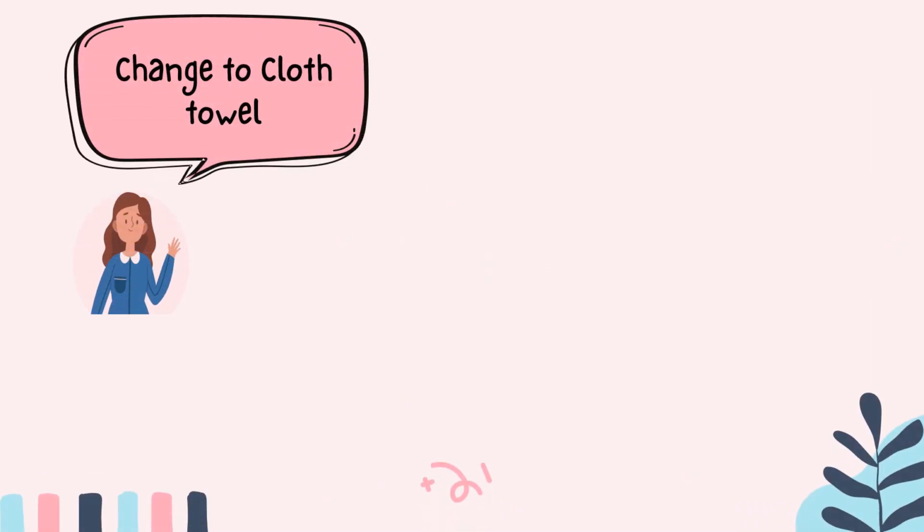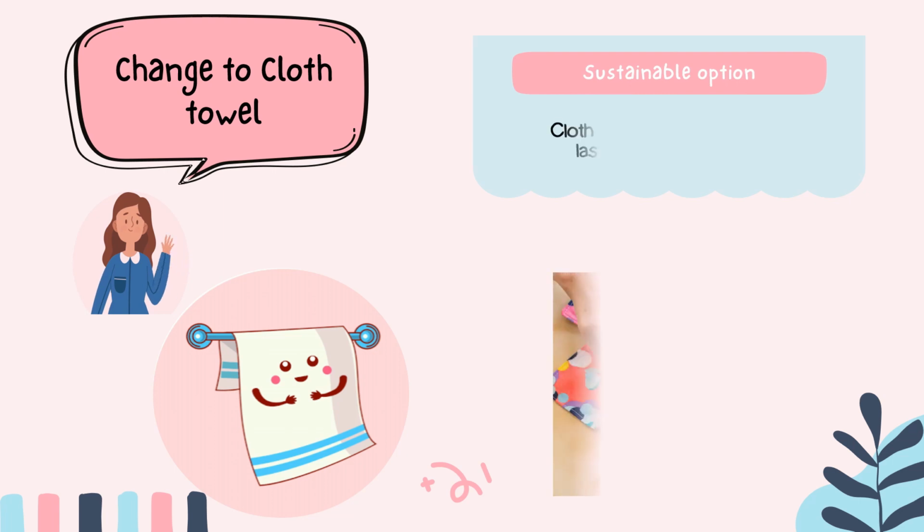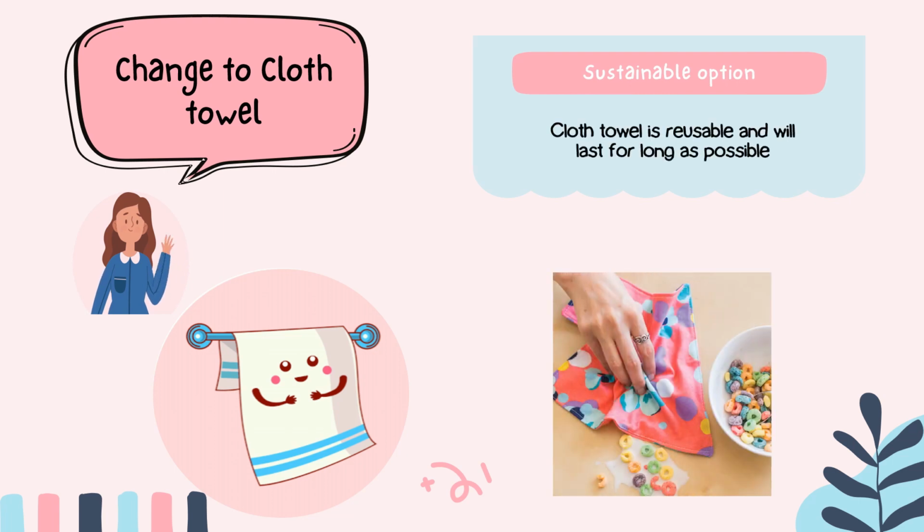Secondly, to reduce the impact of paper towel, we need to change paper towel to cloth towel. Paper towel is disposable and needs to be thrown away after use. So we need to change to cloth towel because it is a more sustainable option than paper towel. Cloth towel is sustainable because it is reusable and will last as long as possible. So by using cloth towel, we can help reduce the impact of paper towel production.